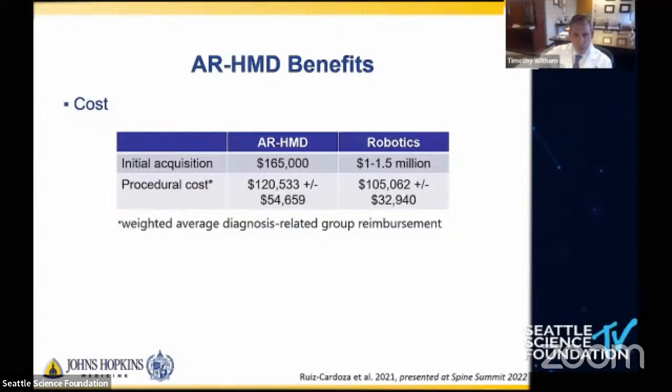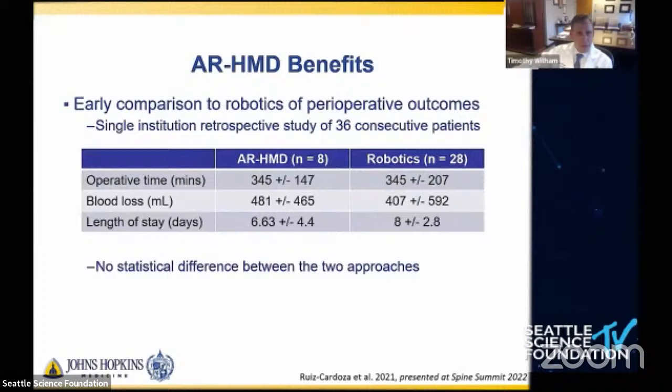To finish up very quickly, there's been an initial study here. This was done through Dr. Molina and his group at WashU, but the price point for the initial acquisition seems to be quite a bit lower than robotics, which I think is probably a big advantage, particularly if we're looking at using these technologies in the ambulatory surgery setting. The per case cost comes in a little bit higher so far than robotics. Complications profile seems to be the same as would be expected.